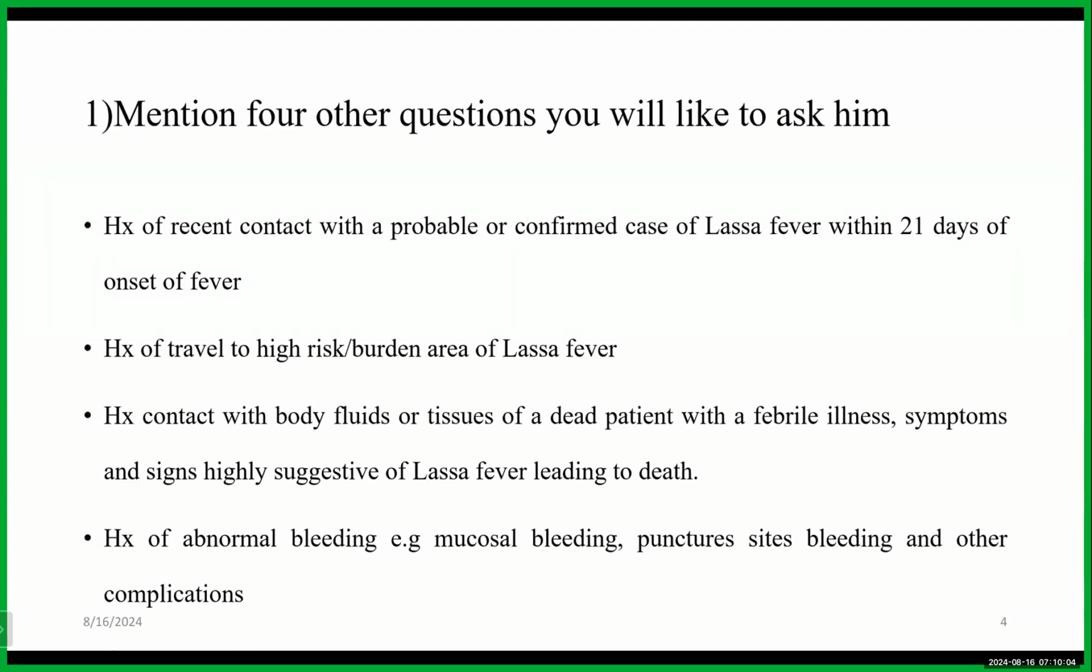So for the other questions I would like to ask him, number 1 is, I'm going to ask him if he has had any recent contact with a probable or a confirmed case of Lassa fever within 21 days of the onset of the fever he's having. I also want to establish if he has traveled to any high-risk area of Lassa fever. Then I also want to know if he has had any contact with body fluids or tissues of a patient with a febrile illness or symptoms highly suggestive of Lassa fever leading to death. Then I also want to establish other symptoms and complications that might have set in by asking if he has any history of abnormal bleeding, and maybe other points to AKI or a CNS complication. Right?